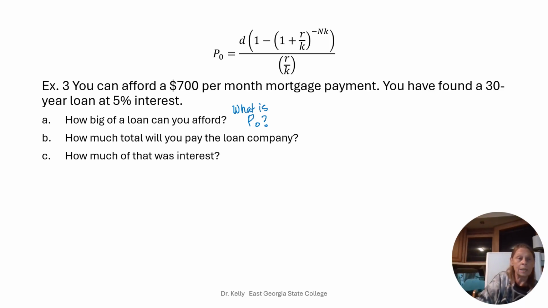So let's write down our stuff. I'm going to write it up here. We've got P naught, D, R, K, N. And let's see what we got out of our information. It says we can pay $700 a month for our mortgage. We have a 5% interest.